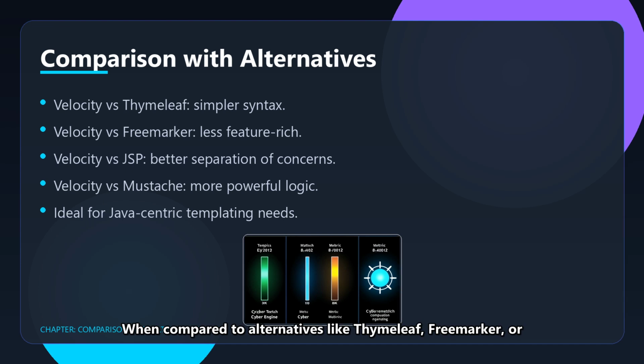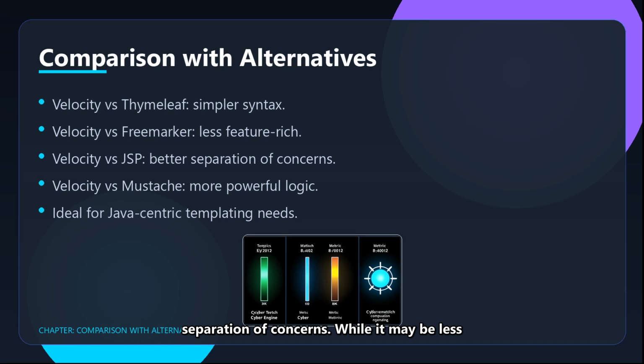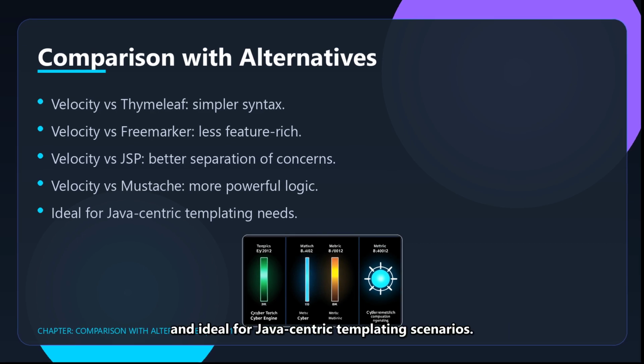When compared to alternatives like Thymeleaf, FreeMarker, or JSP, Velocity offers a simpler syntax and better separation of concerns. While it may be less feature-rich than FreeMarker, it's more powerful than Mustache and ideal for Java-centric templating scenarios.